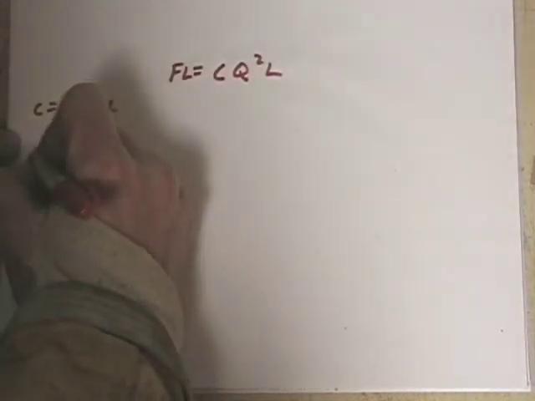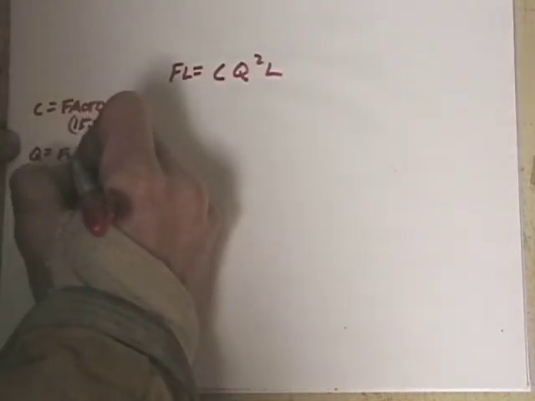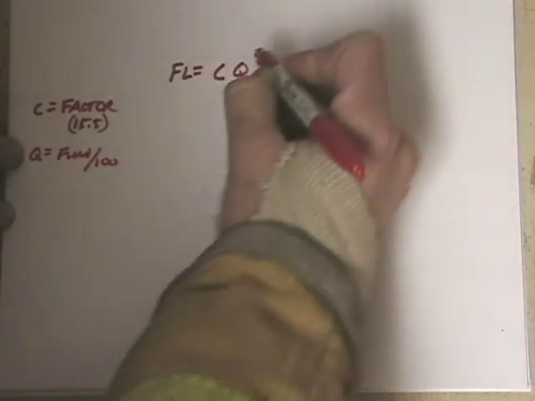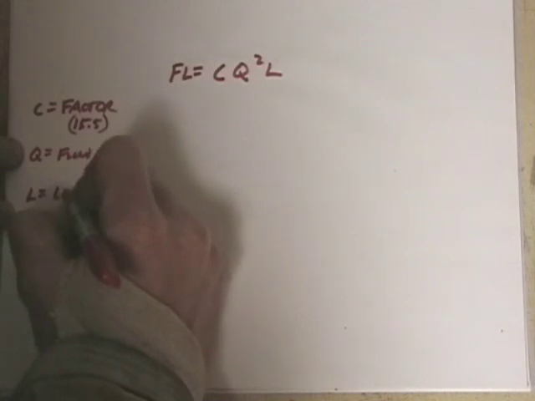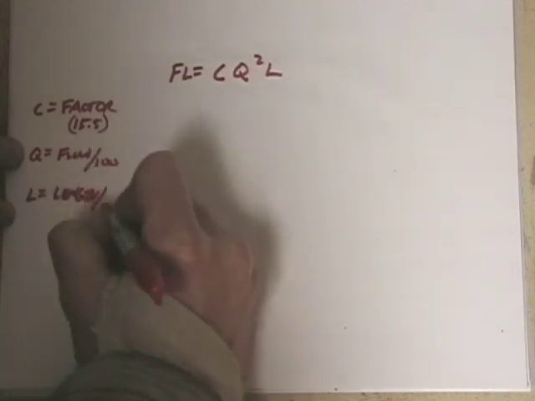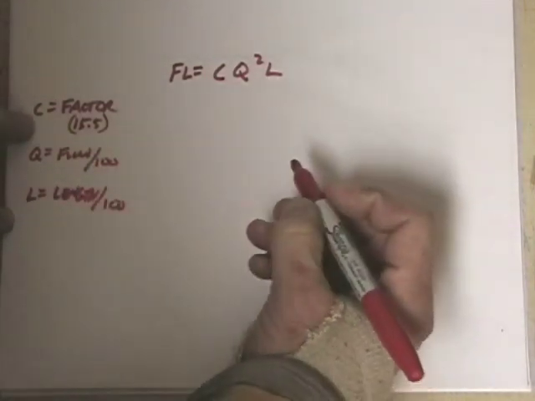Q is going to be the flow, but it's also, just like in the old one, it's actually flow divided by 100. And then the next one is L, and that's the length of the hose, but the length of the hose, similar to the old formula, is divided by 100.